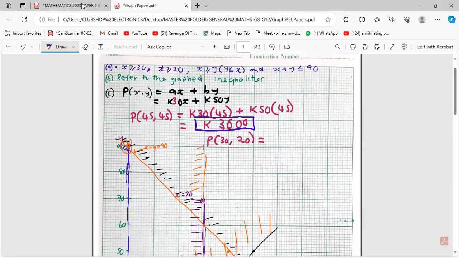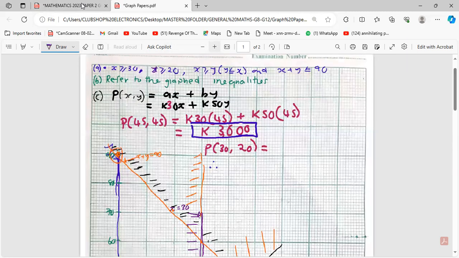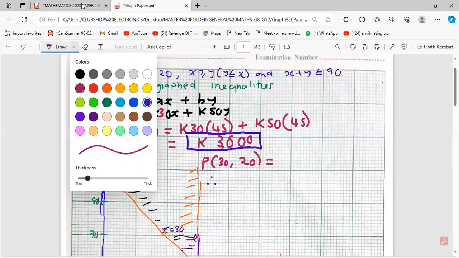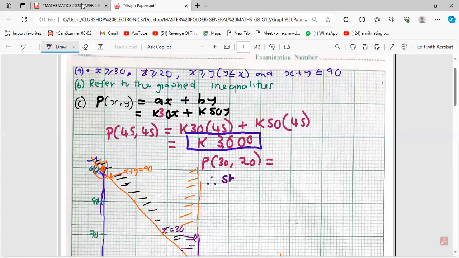Implying that to make the maximum profit, she needs to bake 45 cakes of each type. Positive 45, 45. 45 cakes of each type.